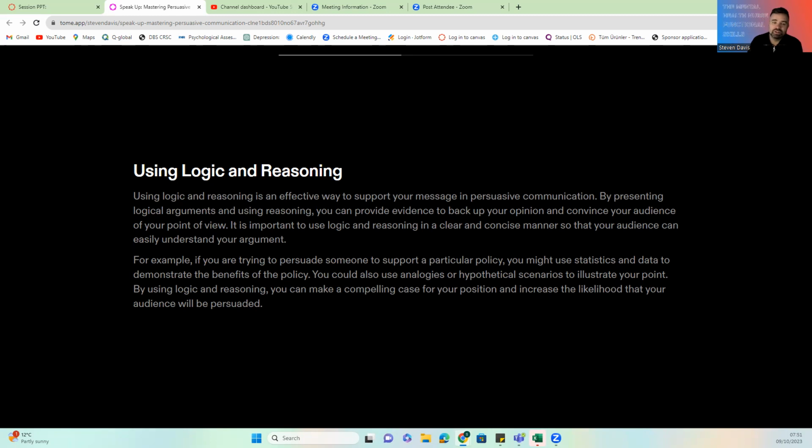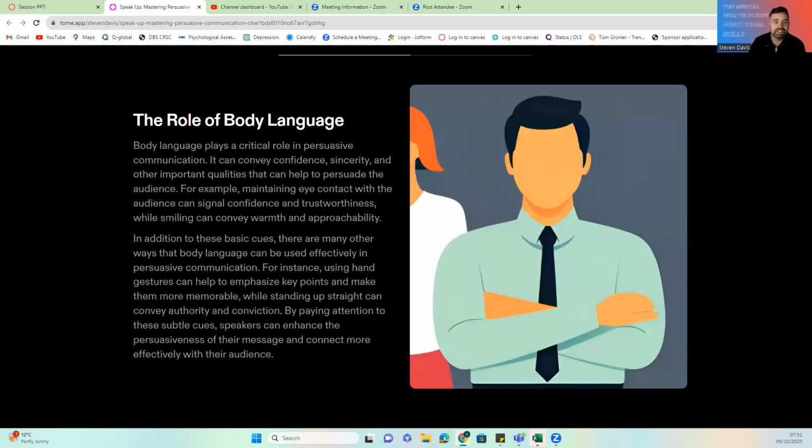It's important to use logic and reasoning in a clear and concise manner so that your audience can easily understand your argument. For example, if you try to persuade somebody to support a particular policy, you might use statistics and data to demonstrate the benefit of the policy. You could also use a hypothetical scenario to illustrate your point. By using logic and reasoning, you can make a compelling case for your position and increase the likelihood of your audience being persuaded. Body language plays a crucial role in persuasive communication.